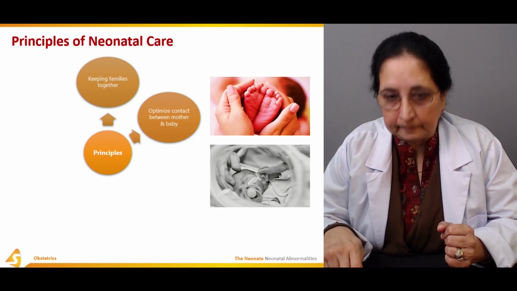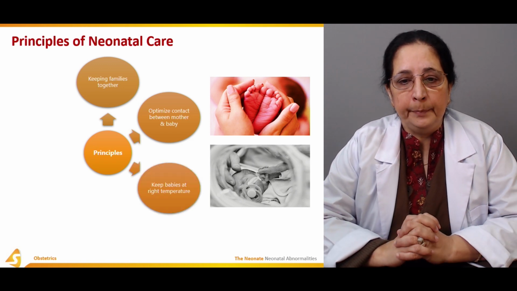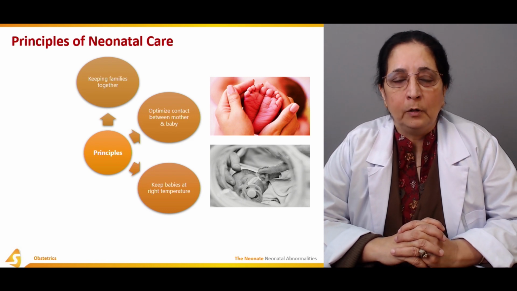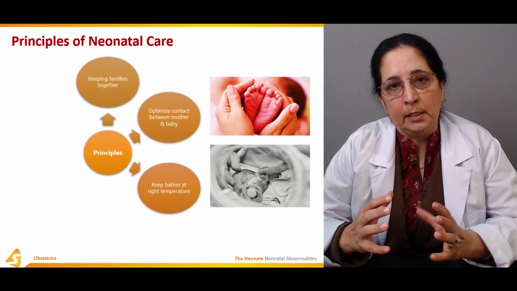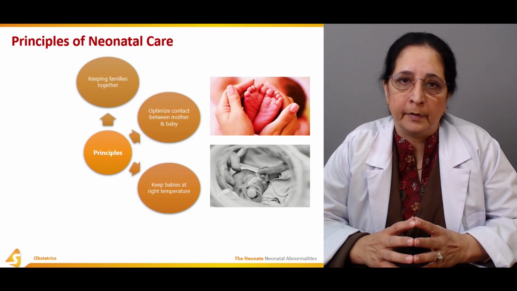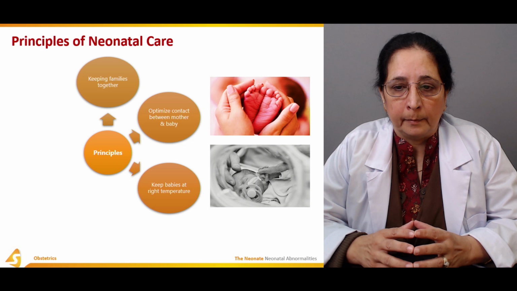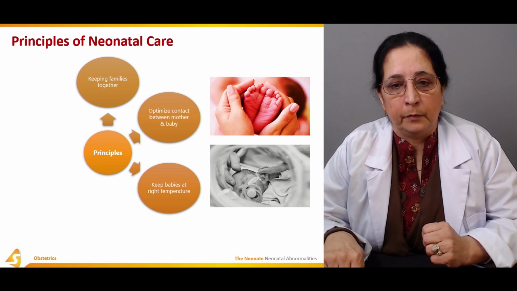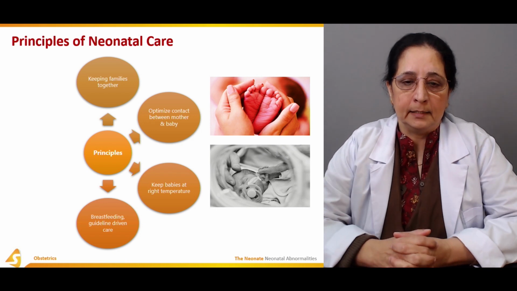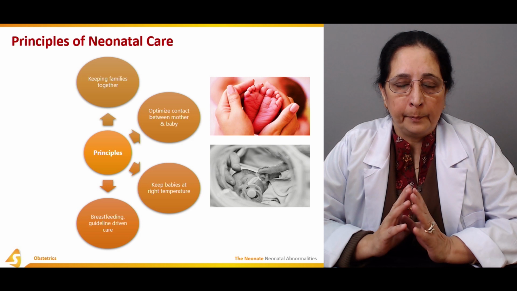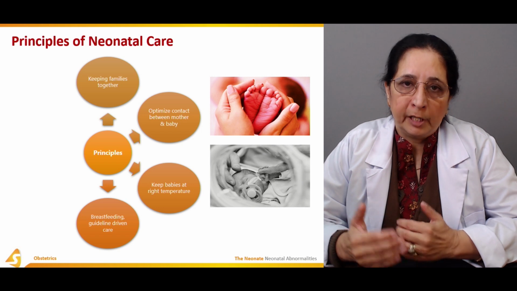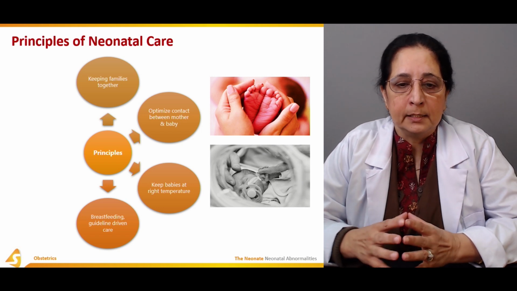Then, keep babies at the right temperature. That's very important because the temperature difference between the intrauterine period and outside can cause different complications and problems. So the right temperature is important. Then breastfeeding guideline-driven care is important: proper training for breastfeeding, and proper instructions on how it should be done.